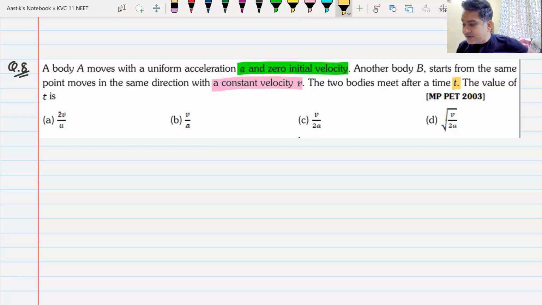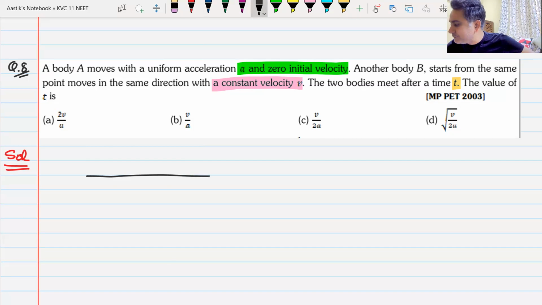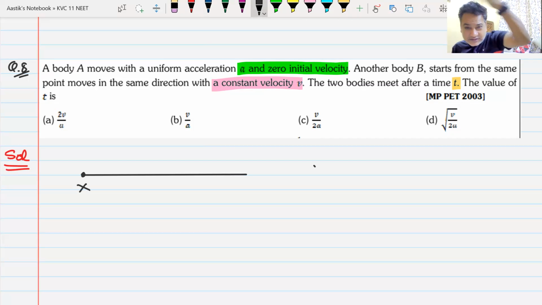Do you have the answer, my dear friends? Yes or no? Draw a simple diagram. Moving in a straight line, they start, let us say, from this point X. Why am I calling the point X? Because A and B are already used.